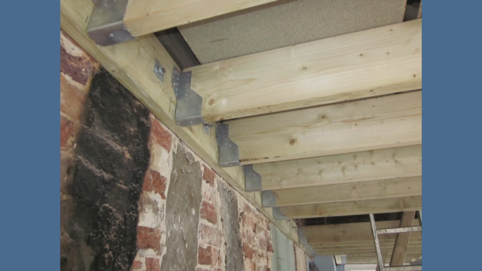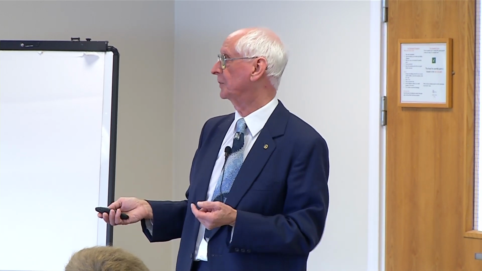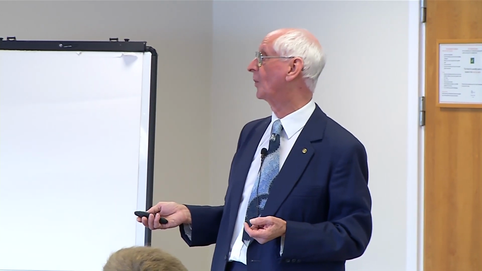Here's a good example. You can see joist hangers, and there are a few nails in there, but not very many. And that's fairly typical of work done by builders who have no outside supervision. So if you're going to inspect a building, that's a good place to look for the quality of the work, or lack of it.